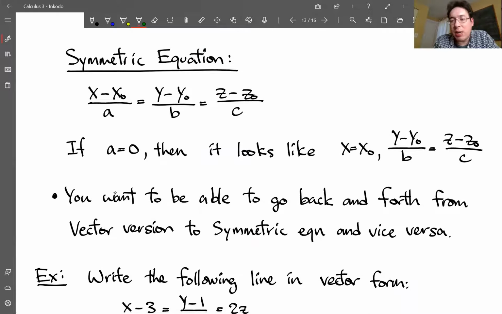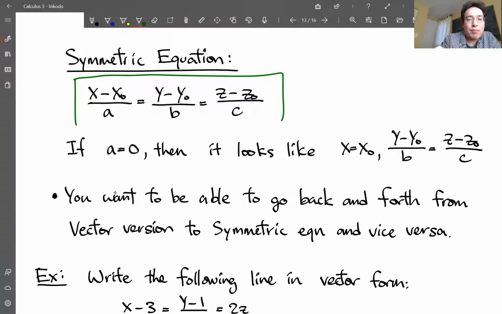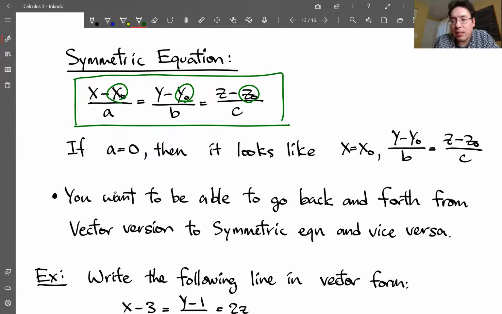Okay, so that's what we're going to call the symmetric equation. And if you have it in this form, you can read off the point and the direction of a line as well. So x naught, y naught, z naught is what's being subtracted from the variables x, y, and z. These are the coordinates of the point x naught, y naught, z naught in three-dimensional space. And the denominators here are going to be the directional vector.